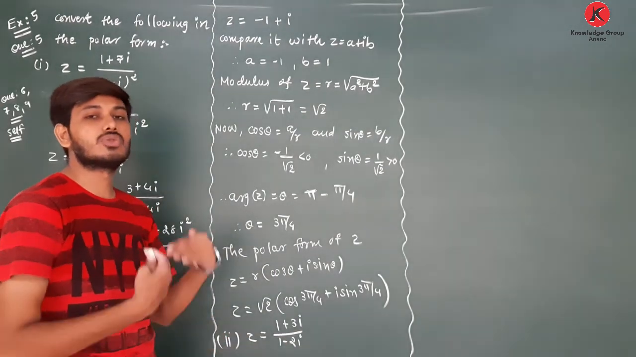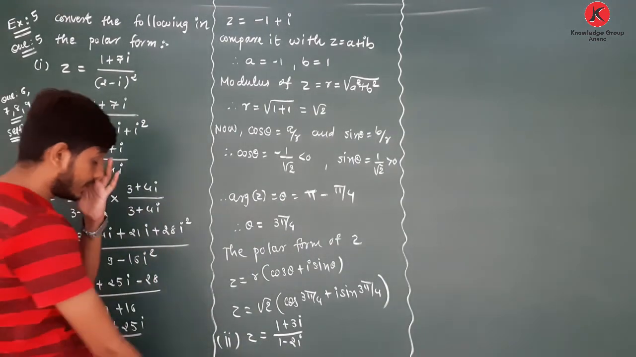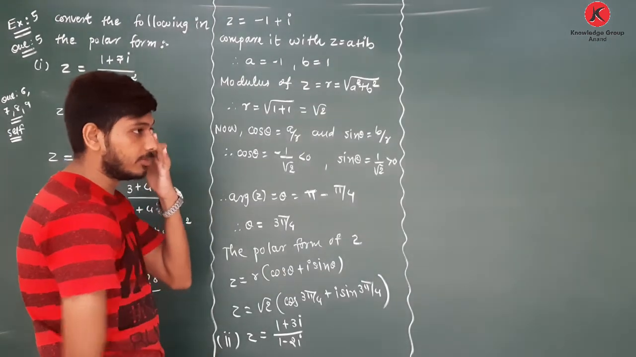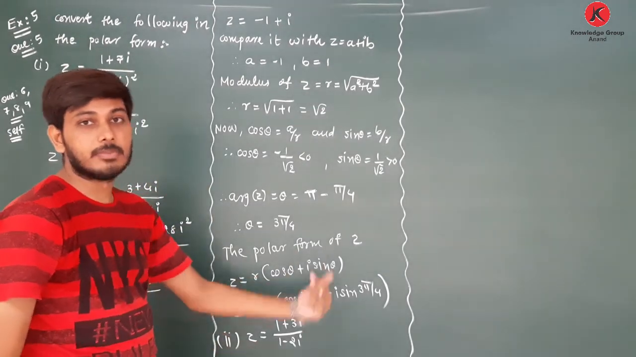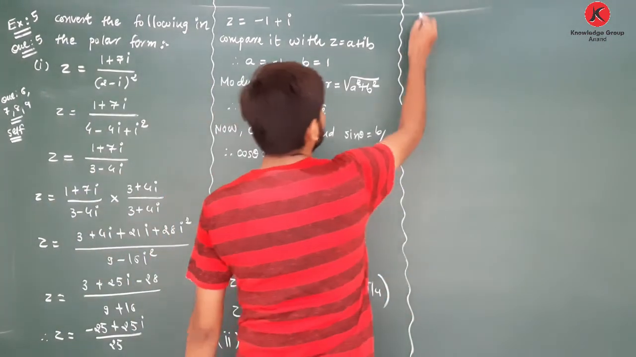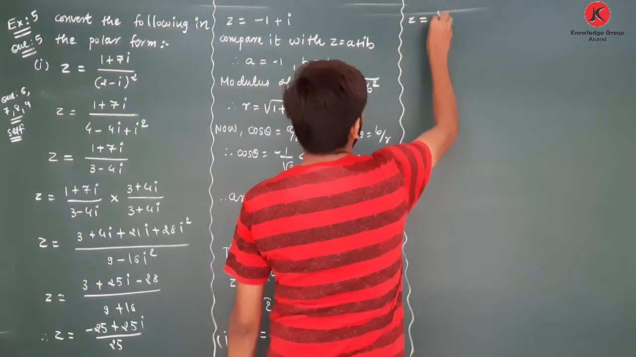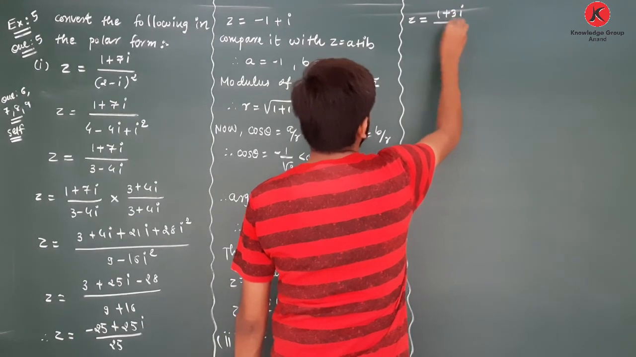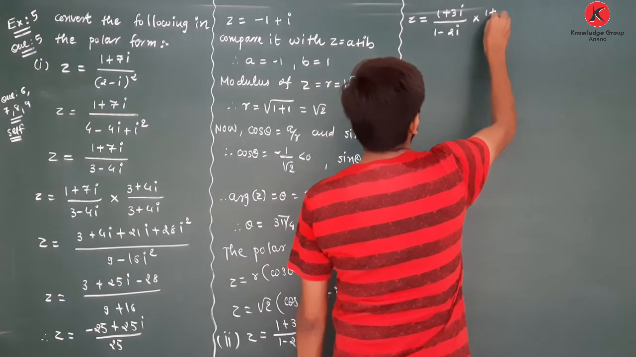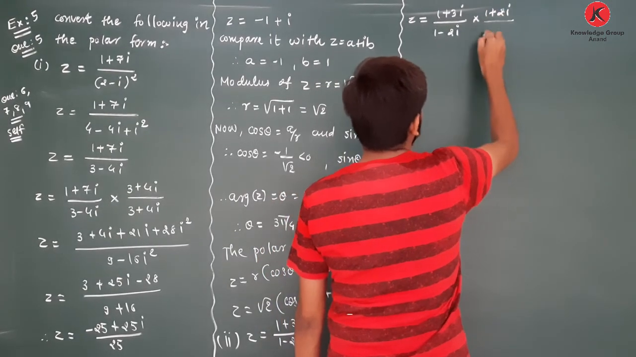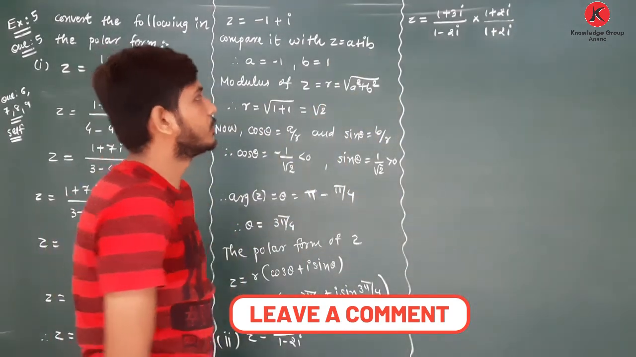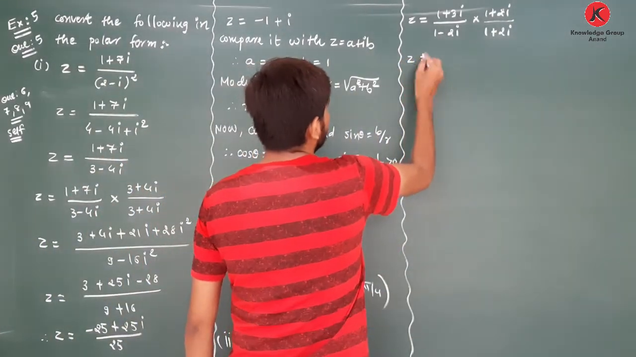First of all, we have to convert this complex number into standard form by taking the conjugate of the denominator, then multiplying and dividing by its conjugate. Therefore, z equals 1 plus 3i divided by 1 minus 2i, into 1 plus 2i, which is the conjugate. Clear? Now simplify numerator and denominator.